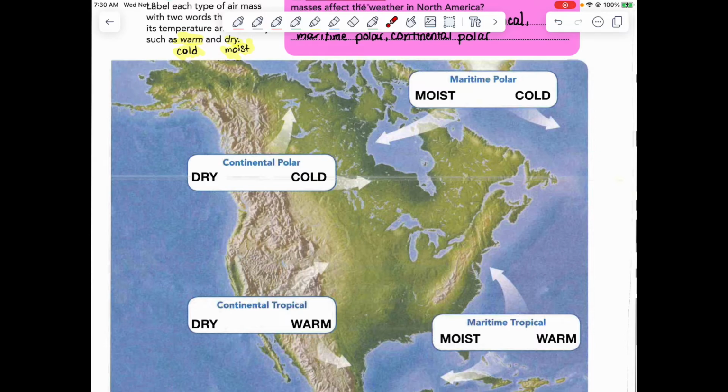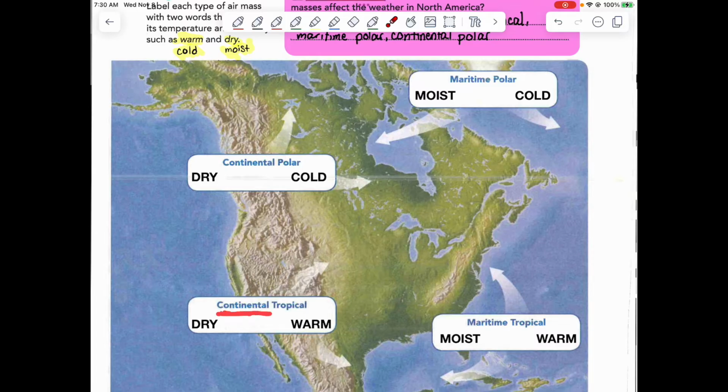Down here in the bottom right, we've got maritime tropical. So it's maritime, so it's over water. That means it's going to be moist. And tropical, I always think of Florida, it's going to be warm.